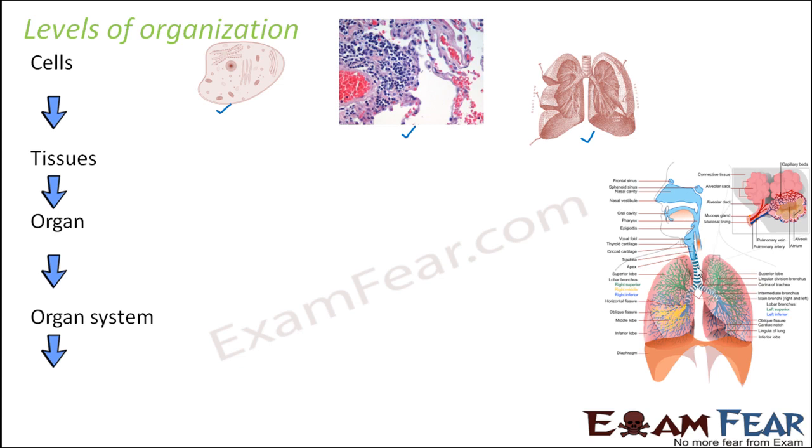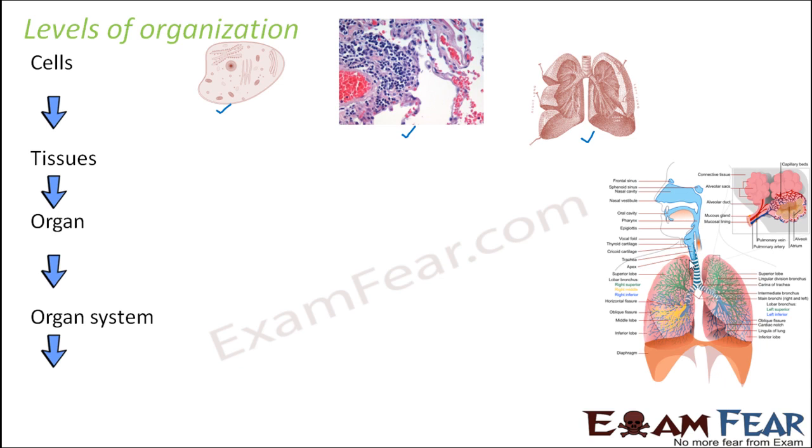So here you see the bronchi and the bronchioles. They are all different organs which together form the respiratory system. That is, organs together form an organ system. Inside the human body, you have so many different organ systems. You have the respiratory system, the digestive system, the excretory system, the circulatory system, and each of these systems is composed of a set of organs.